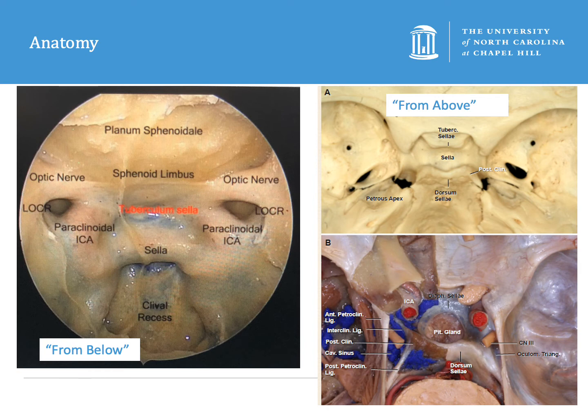From above, you can see these relationships here. The dorsum sellae is essentially a continuation. It's the terminal end of the clival recess. Then you have the sella. The tuberculum sellae is this ridge of bone, and then you have the chiasmatic groove, and right here is the sphenoid limbus, which is an important landmark to avoid injury to the optic nerves.